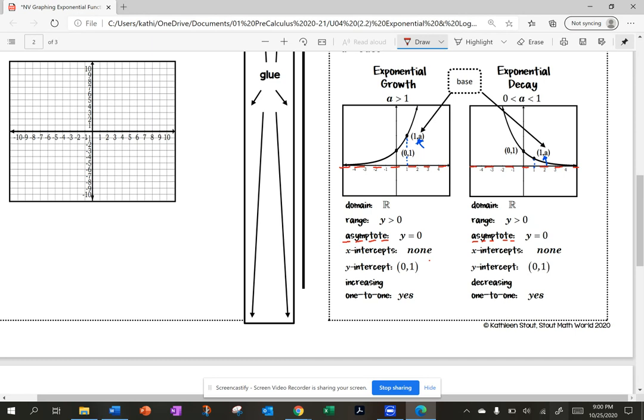For my exponential growth, I am increasing, which tells me if I have a tangent line, I have a positive slope. And I am decreasing, which means for a tangent line, I have a negative slope. Is my function one-to-one? Yes, that means the original function is a function and my inverse is a function. All right, let's do some examples.